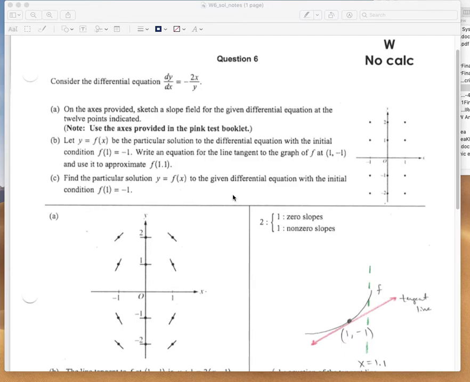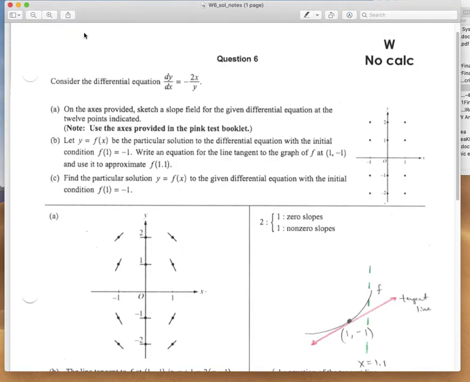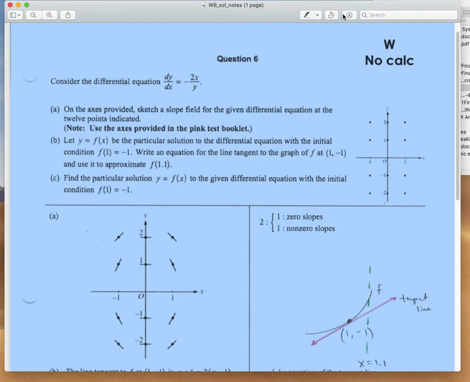Here's the solution to W6. W6, they give us a differential equation, and first off they ask us to generate a slope field for that differential equation.